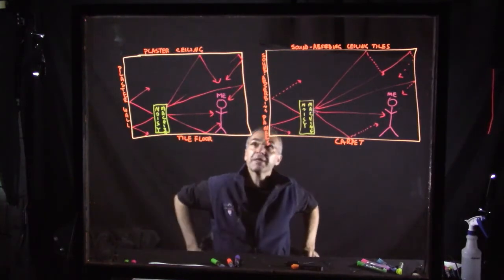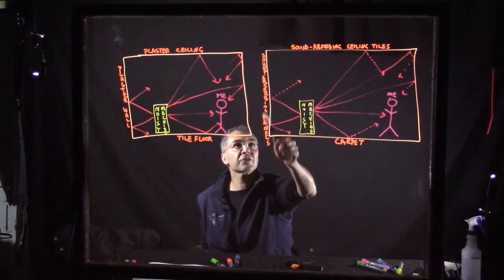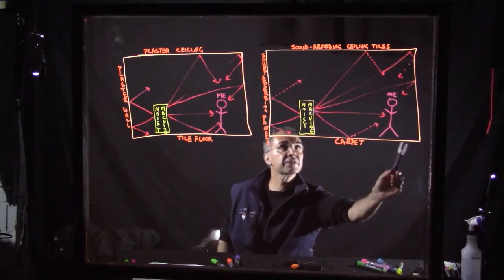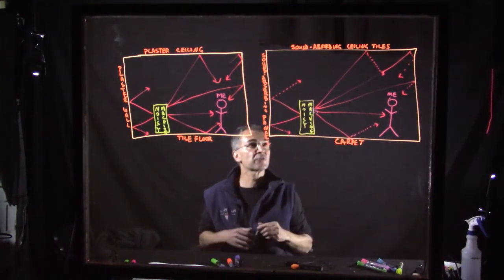And then, by comparison, suppose I have sound absorbing panels on the walls. Suppose I have some nice plush carpeting down here. Suppose I have sound absorbing ceiling tiles, maybe suspended from the ceiling.